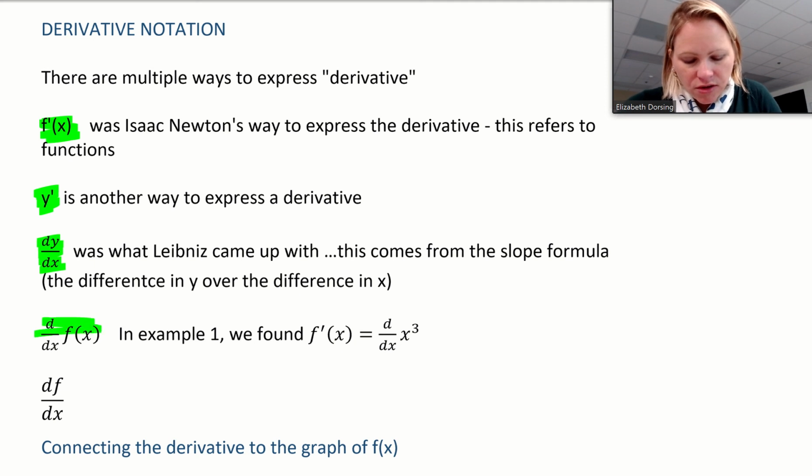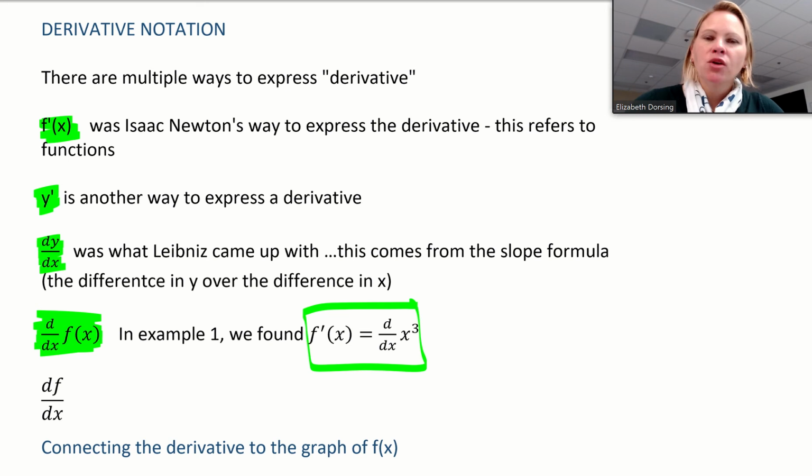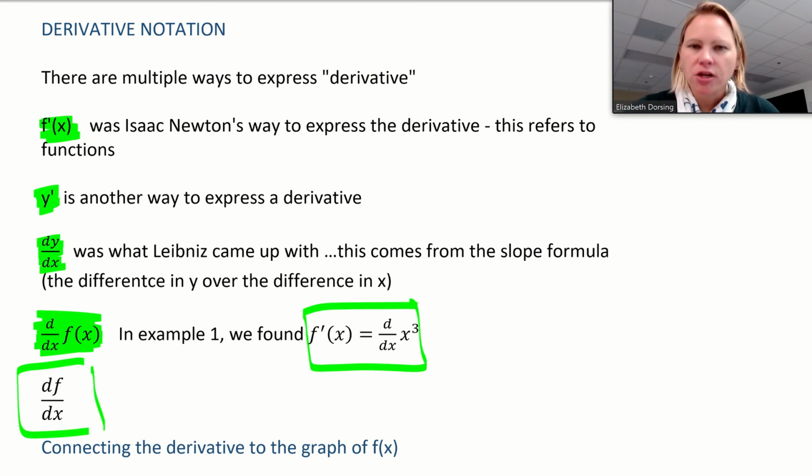Some other ways to express the derivative: sometimes we might use d dx and then put f of x after it. So for example, f prime, the one we just did, we would write it like this, d dx. That means take the derivative of this function and then find it. So that's what we did in example 1. Another notation that I don't use very often shows up as df dx. That just means the derivative of the function, the rate of change of the function, with respect to x. So think about the slope.